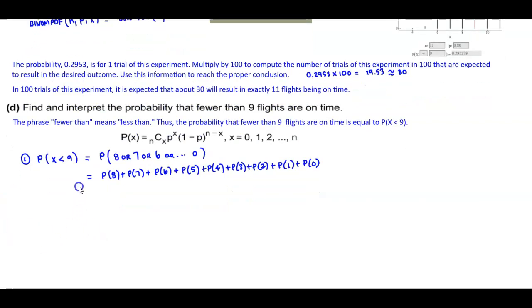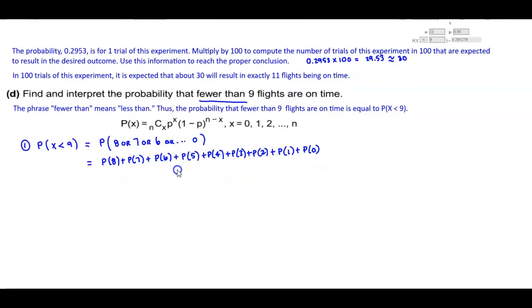Okay, so what that means is we're not going to include 9 because it doesn't say less than or equal to 9. If it said less than or equal to 9, then we would include 9. But it just says fewer, so we're not including 9. We're finding the probability of each of these and then adding them up. We know that n is going to equal 11, and we know the probability is 0.80. So now we're going to find the probability of 8.